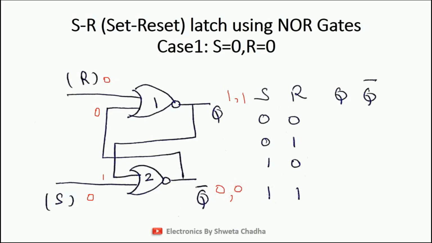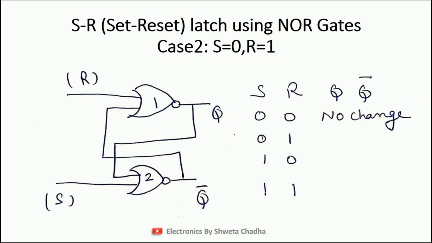Now students, just try to understand the conclusion. The conclusion is, if my previous output was 0, 1, the next output will remain 0, 1. If my previous output was 1, 0, then also my next output will remain 1, 0. Such cases are known as the no change condition. No change means my next output is just following my previous output.